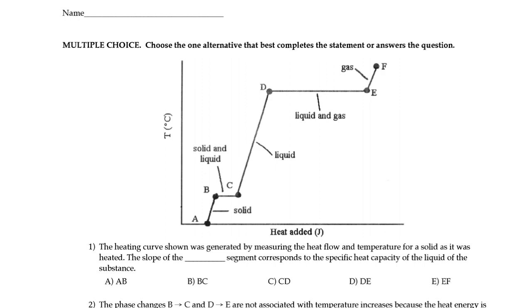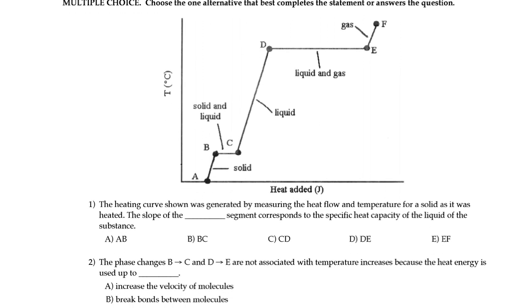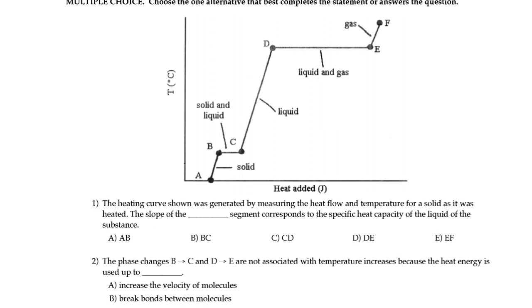So that brings us to question one. The heating curve shown was generated by measuring the heat flow and temperature of a solid as it was heated. The slope of the blank segment corresponds to the specific heat capacity of the liquid. So only in this phase right in the middle is our substance a liquid. So it is the line segment from C to D, which has a slope.